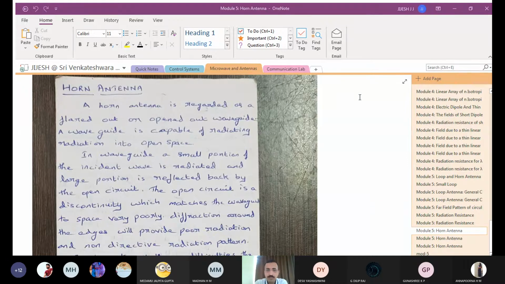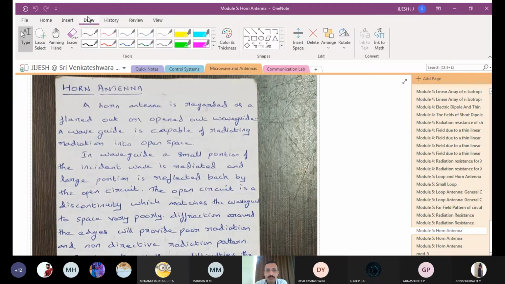Good afternoon. Today we will discuss the horn antenna. We have been discussing radiation resistance and the field due to a circular loop, and we have also seen the loop antenna, a general case. In today's class we will discuss the properties of the horn antenna and a few equations about it.